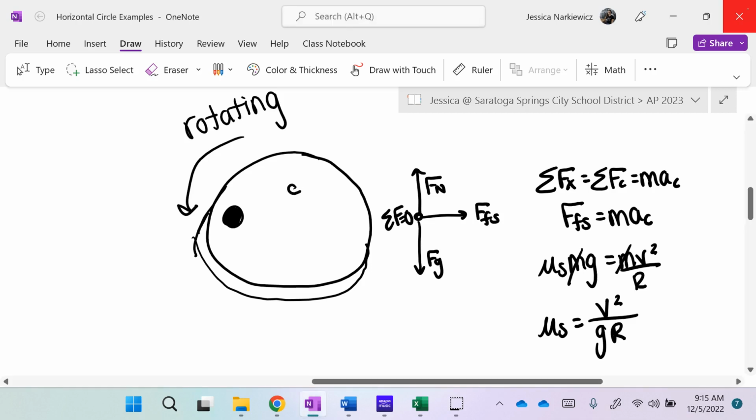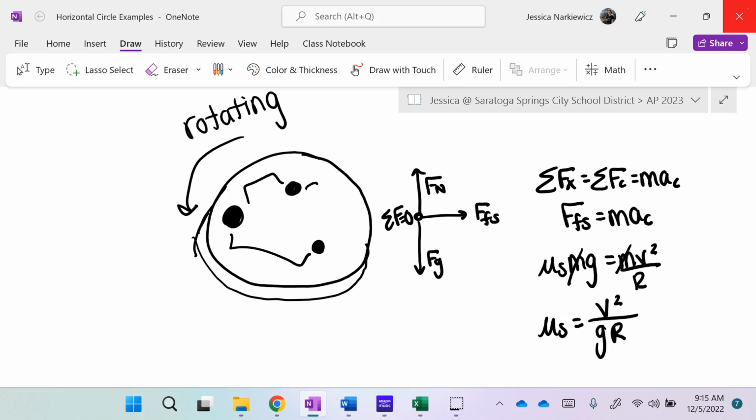Now, normally when we have objects on a rotating surface like this, all of these objects have the same period, right? So they're all going to take the same amount of time to go one circle around, but they don't all have the same speed because they're moving different radiuses in that same time. So keep that in mind.